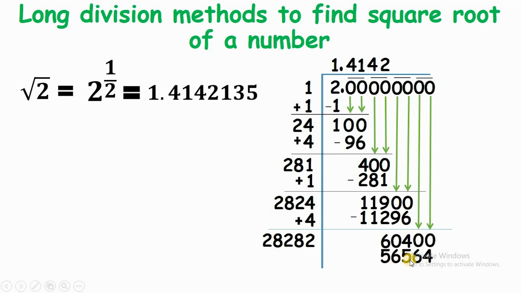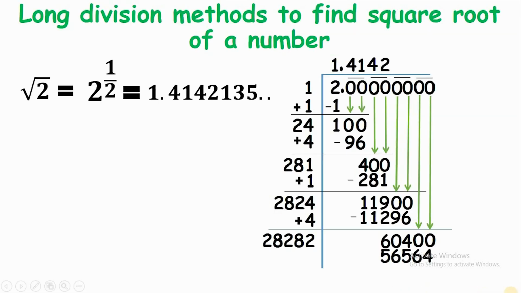around 56,564. When you subtract it, you'll find that the remainder is not 0 over here. So similarly, you keep on doing this, you'll find that the remainder never becomes 0 over here. And another thing is, you'll also see that the numbers after the decimal points are not repeating. There are a different set of numbers and they are not repeating.